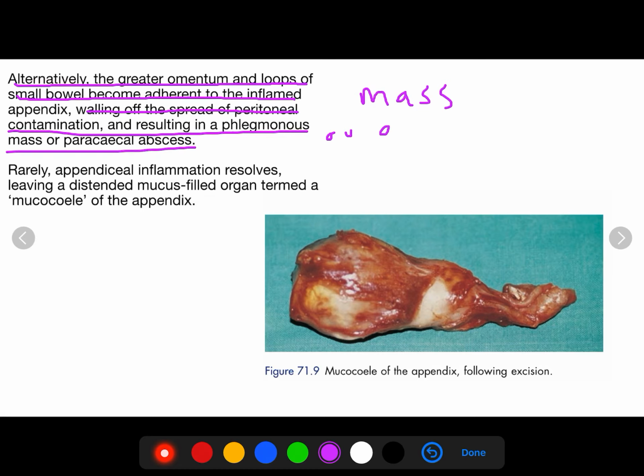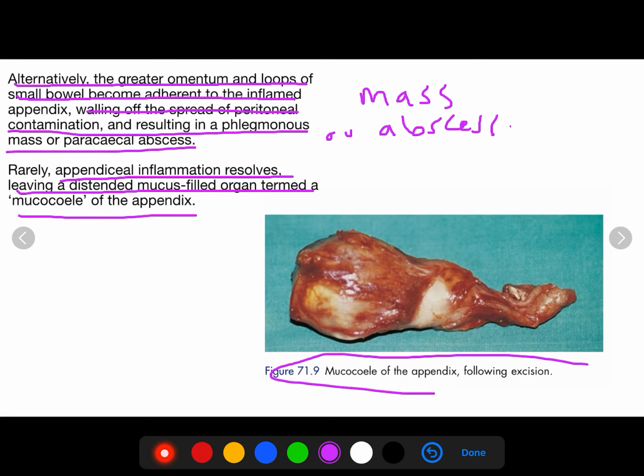Rarely the appendicular inflammation resolves, leaving a distended mucus-filled organ termed a mucocele of the appendix. نشوف الصورة هنا، يعني هنا ماكو داخل الابندكس بكتيريا because of the resolution of the inflammation، بس يبقى بس mucus، فيسموها mucocele of the appendix.